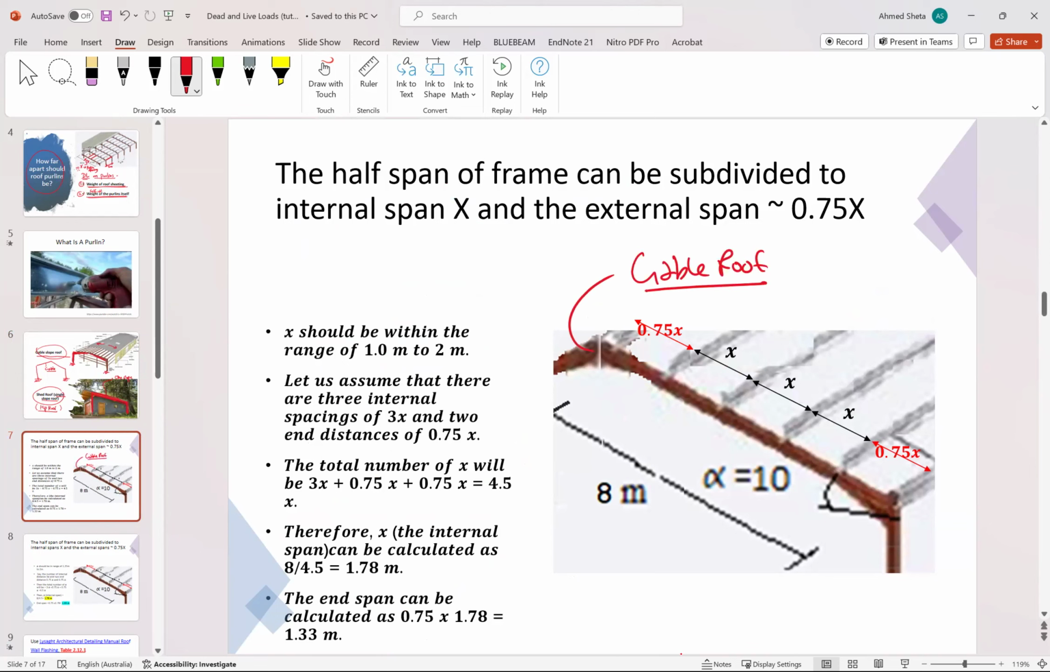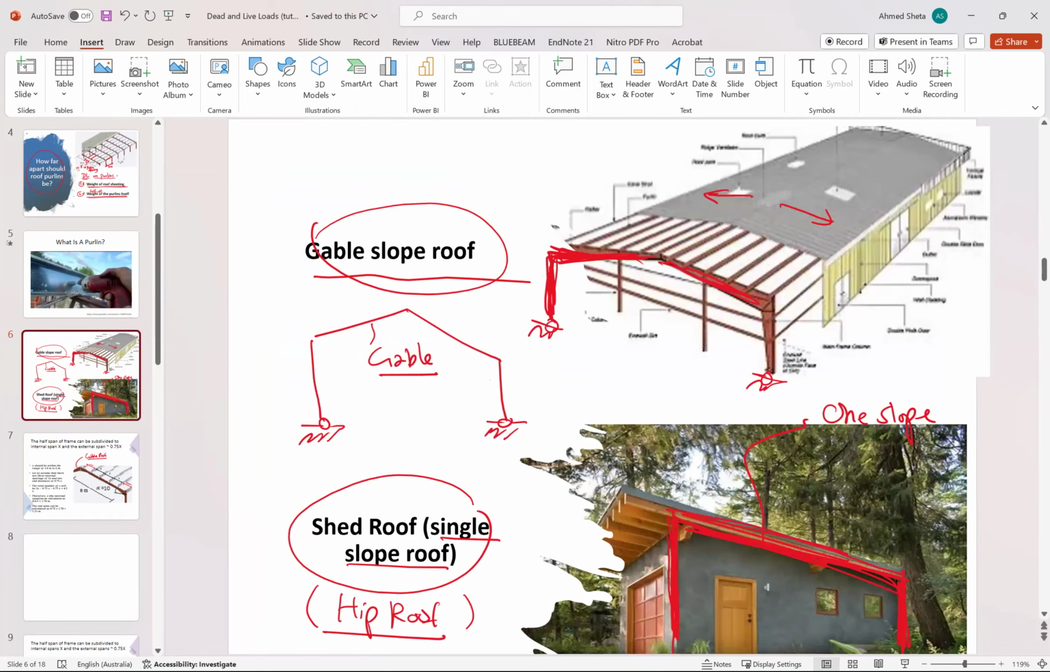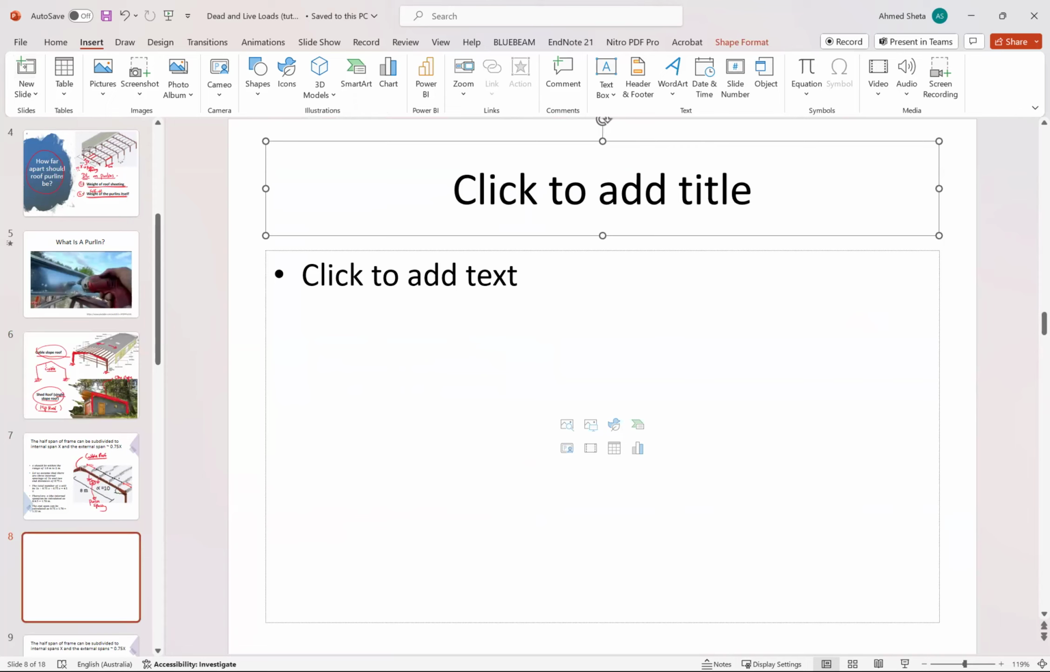Okay, here we need to, we'll just add the explanation in a different slide. Here we need to find how far apart the purlins are, or how much the distance X is. So this is the purlin spacing. Okay, to know this, we will just explain here.